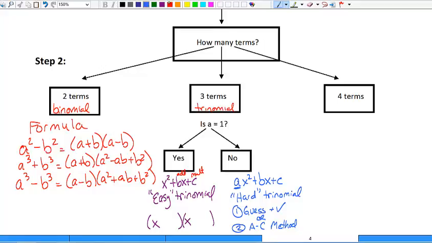If you have a 4-term polynomial, it doesn't really have a nice fun name like binomial or trinomial. It's just a 4-term polynomial. And the only way to factor 4-term polynomials is by grouping. So that's your second step. Decide how many terms it is, and this little flowchart can help you figure out which method you're going to pick.